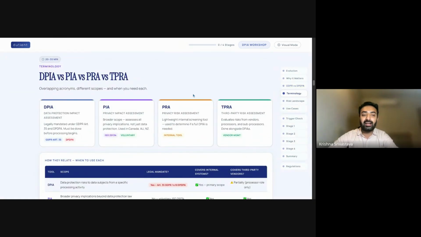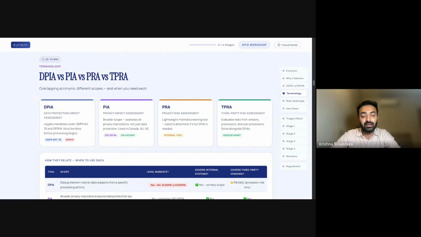Now, let's take a quick look at the different terminologies. Some people may say DPIA, PIA, PRA, and use them interchangeably, which is not right, because there is a regulatory mandate to conduct a DPIA. A data protection impact assessment, of course, is a regulatory requirement under Article 35 of the GDPR, and under DPDPA, if your organization is classified as a significant data fiduciary, then it needs to conduct a DPIA. But there are global organizations that also conduct a privacy impact assessment. So what is the difference between a DPIA and a PIA?